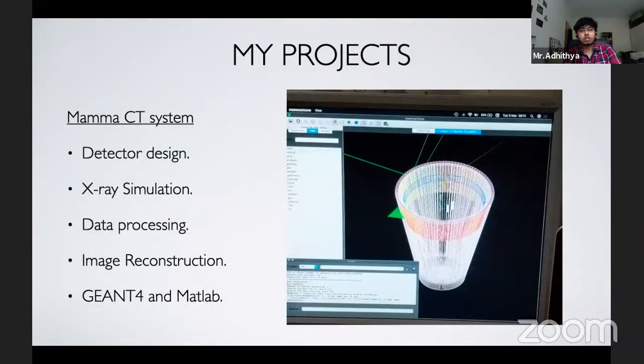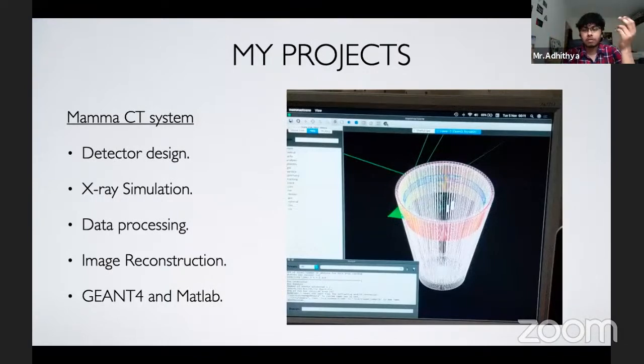Another project which I recently completed: there is a CT system currently under development in the university, and my part was to develop or evaluate the CT design. In order to evaluate a CT design, we cannot always use radiation sources and keep exposing things to radiation, because it is unwanted use of energy and also carries radiation risks.